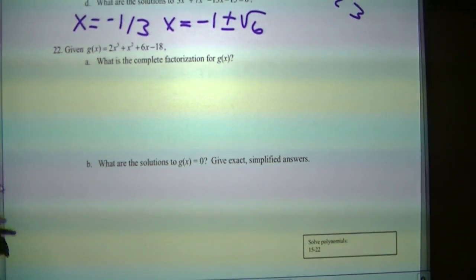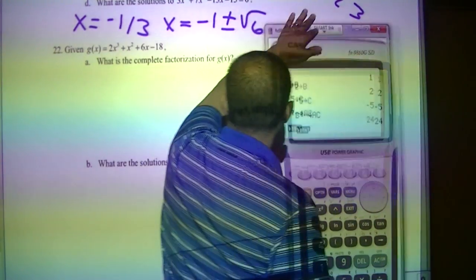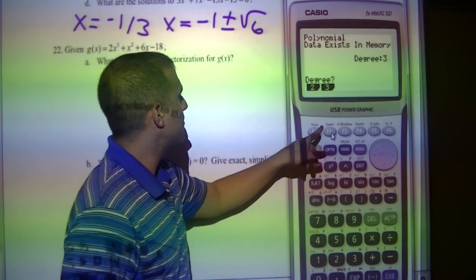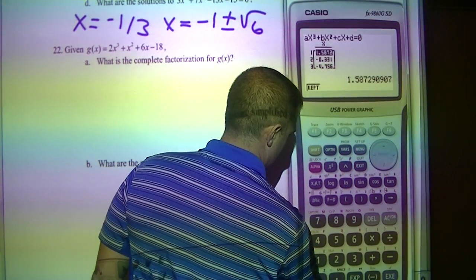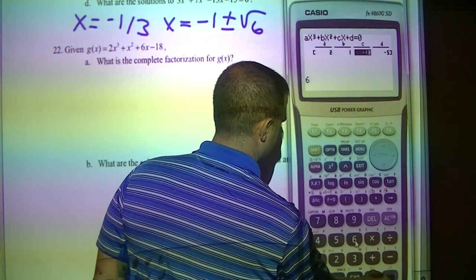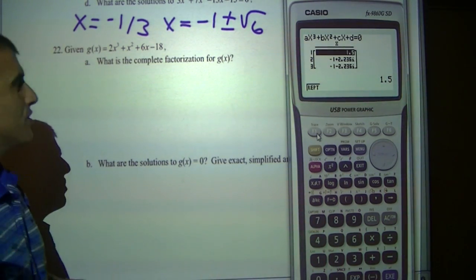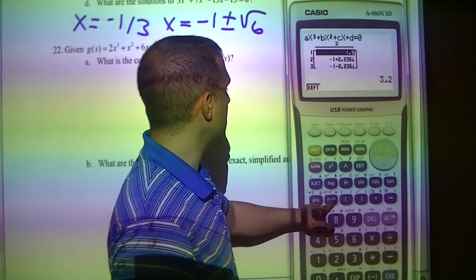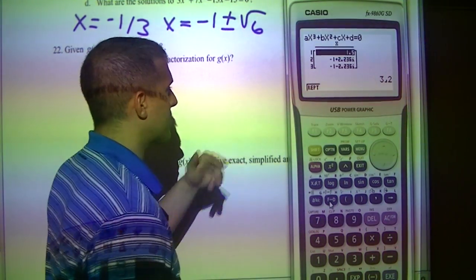What are the solutions? Once again, let's find the solutions first, and then we'll figure out the other part. So I'm going to go back into equa. I'm going to type in polynomial, degree 3. I got 2, 1, 6, and -18. And I solve. Now, as I can see, you got one nice one, which as a fraction decimal will be 3/2, and 2 imaginary. I'm going to have to work that out with the quadratic formula.